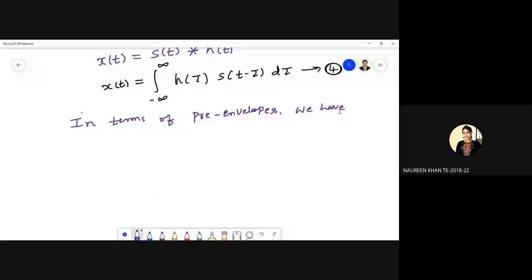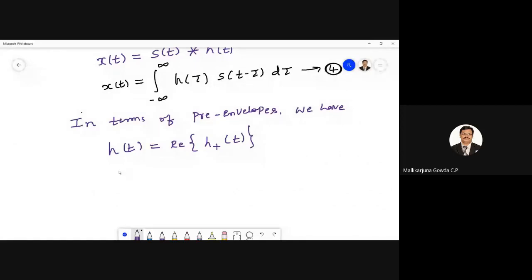So for impulse response, how do I express it in terms of pre-envelope? That is h of t is equal to, what can I write? H plus of t, right? Yes, h plus, very good. So the real part of h plus of t, can I write like this? H plus of t, we know how we write it: h of t plus j into h hat of t. So the real part of that will be h of t. Hope understood?